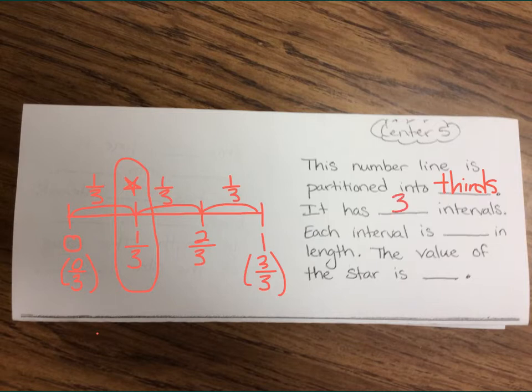It has 3 intervals. Each interval is blank in length. Well, that's where my hops come in, and I know that each hop, or each interval, is 1/3 in length, so I'm going to fill in 1/3. The value of the star is 1/3, and I know that because I've circled it here.